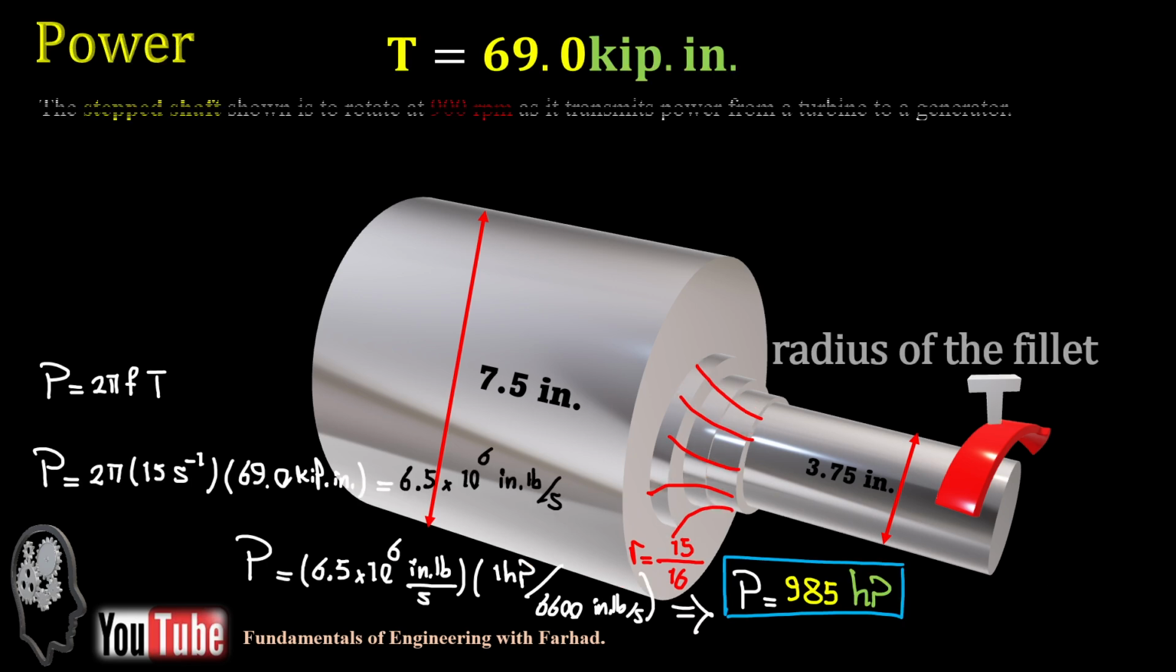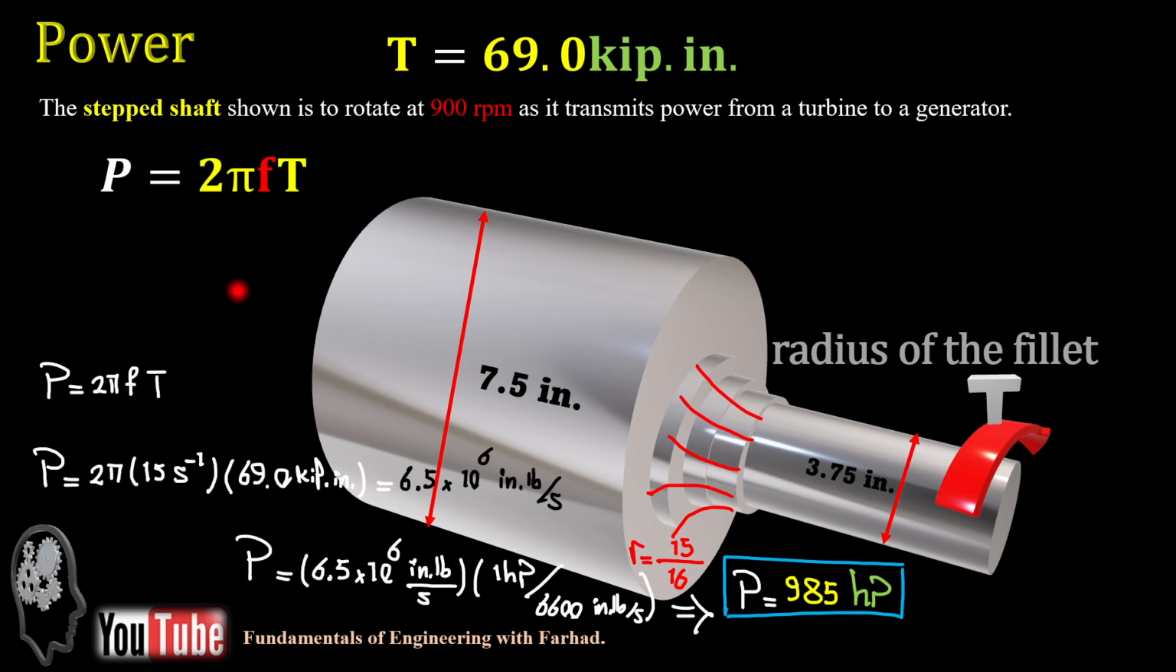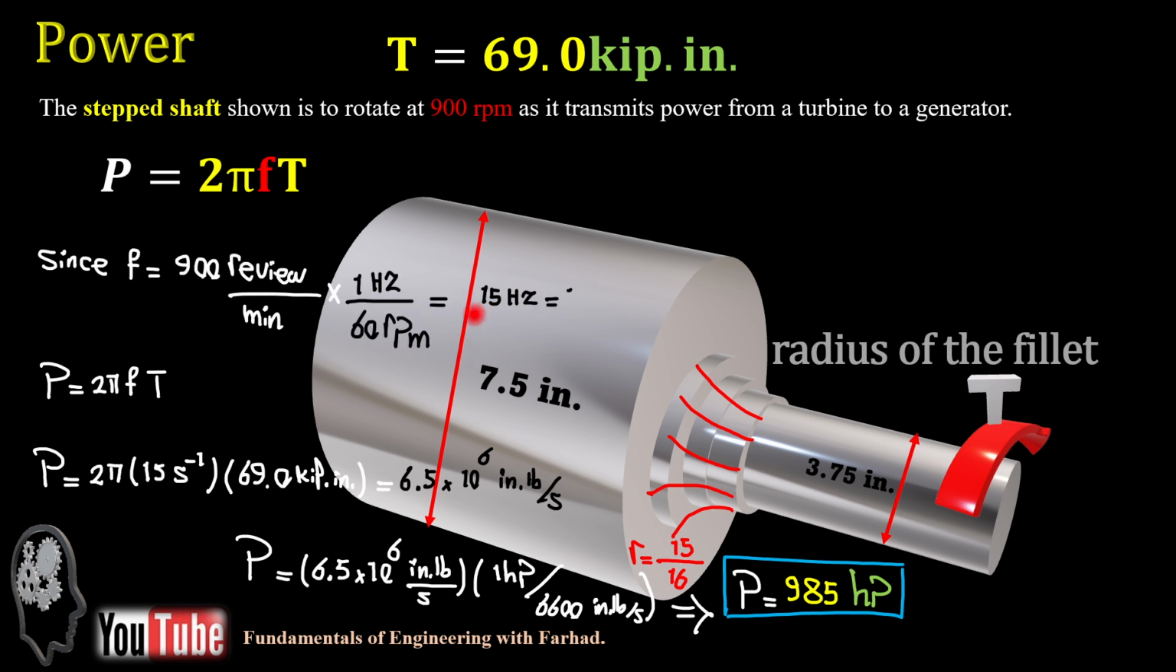As soon as we have our torsional torque, we want to calculate the power for our stepped shaft. Again, it rotates at 900 revolutions per minute. The formula for P is 2 pi times frequency times T. Frequency remains the same, which we already calculated, 15 hertz. Then if you write down the equation of power and convert it to horsepower, that gives us a power of 985 horsepower.